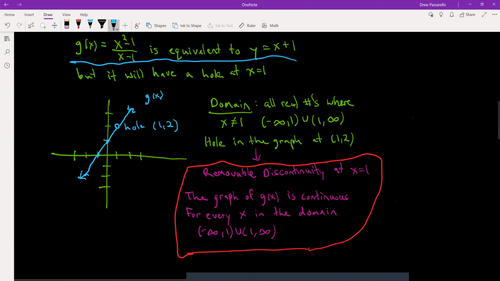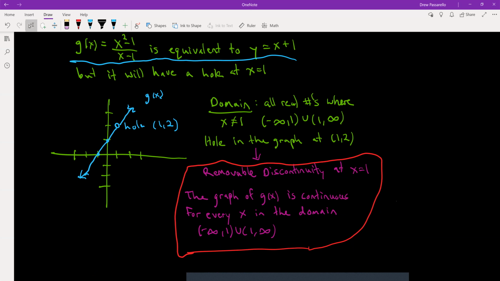And so here's its graph. Like I said, it's going to be a line. The y-intercept is 1, and it has a slope of 1. The hole in the graph has coordinates (1, 2).